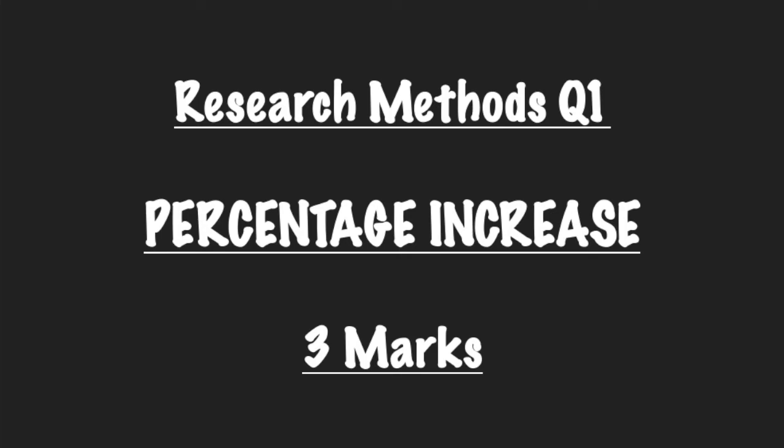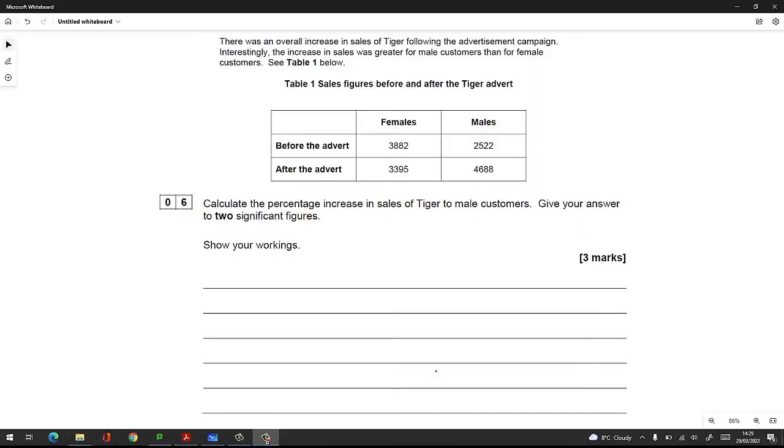Right, guys, today we're going to be looking at a 3-mark research methods question on percentage increase. The question was taken from the 2019 paper 2, and it's question 6, just in case you want to go and have a look at it, or just in case you come across it in your revision. So, here is the question.